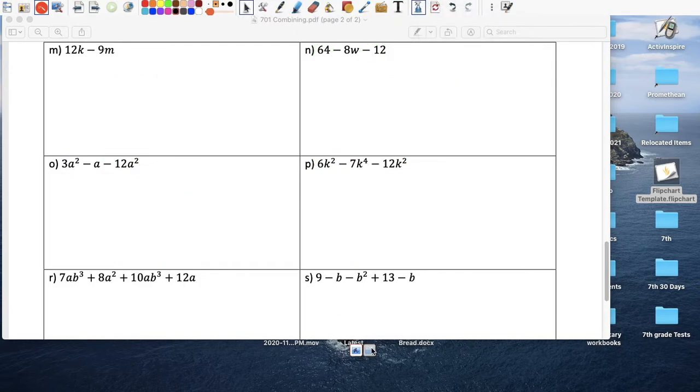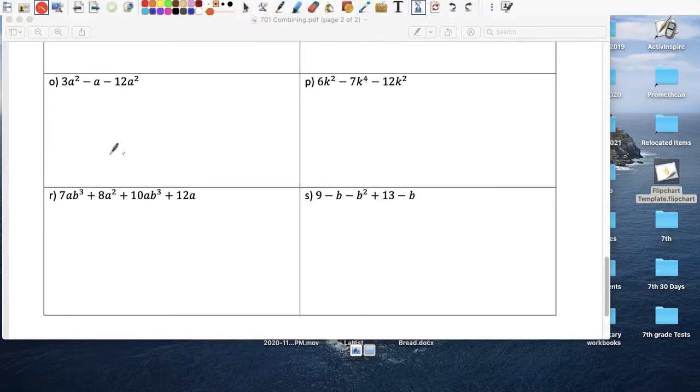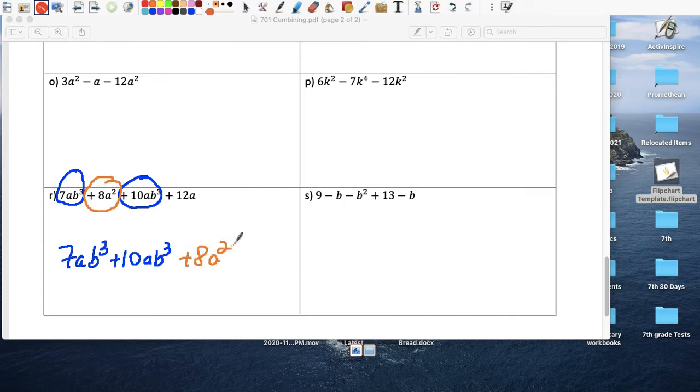And then last two questions, yay. 7ab cubed. 7ab to the third power. Is there a like term? Yeah, there's one right here. So it's plus 10ab. Let me write those side by side. ab to the third power plus 10ab to the third power. Those two are the same. This one is positive plus 8a to the second power. That's different. And then this fellow over here is plus 12a.